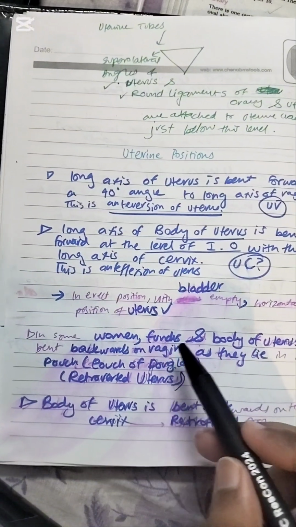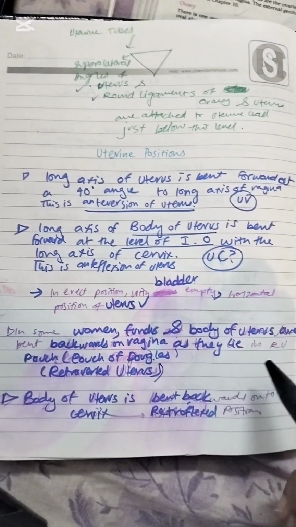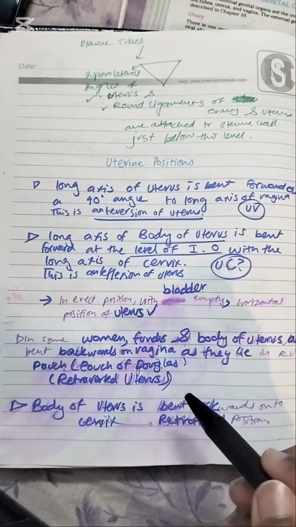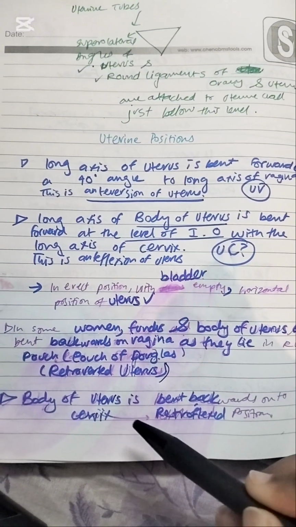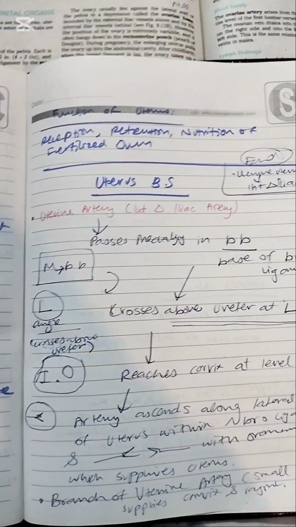In some women, the fundus and body of the uterus will bend backwards onto the vagina as they lie in the rectouterine pouch, or the pouch of Douglas. This is a retroverted position. And when the body of the uterus is bent backwards onto the cervix, this is a retroflexed position. Now let's talk about the function of the uterus: reception, retention, and nutrition of the fertilized ovum.